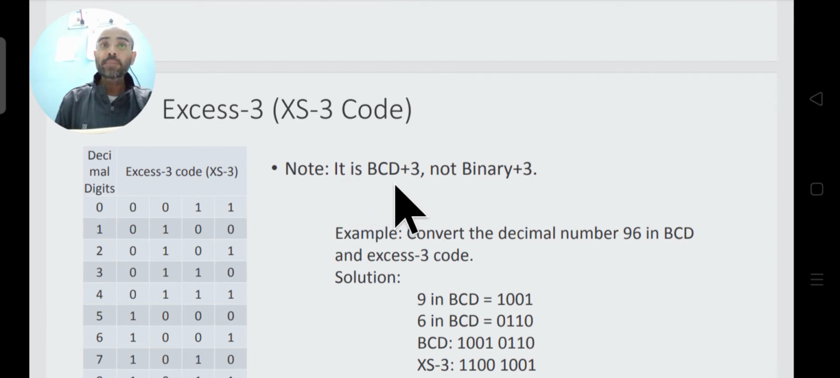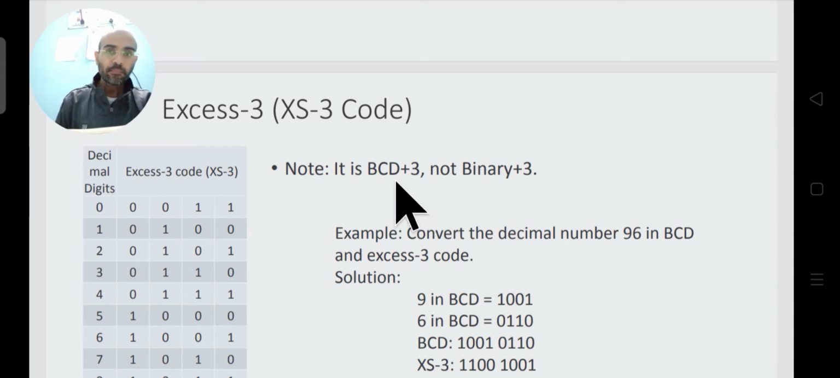But if you want to represent 13 in excess-3, what you have to do is represent the BCD of each decimal digit. Or suppose you want to represent 10 in excess-3 code. You have to represent 1 in BCD, 0 in BCD, and then to each of the groups separately you have to add 3. If you add 3 extra to the BCD of each digit, then it will become excess-3 code. This is the correct way to represent a number in excess-3.